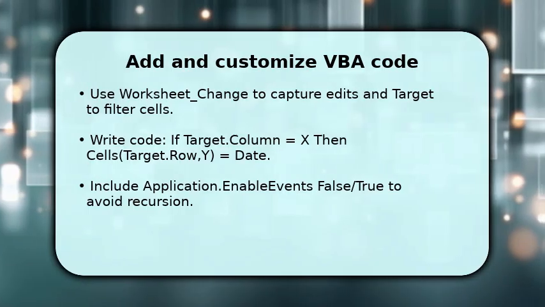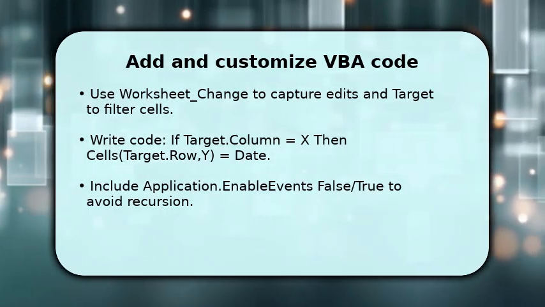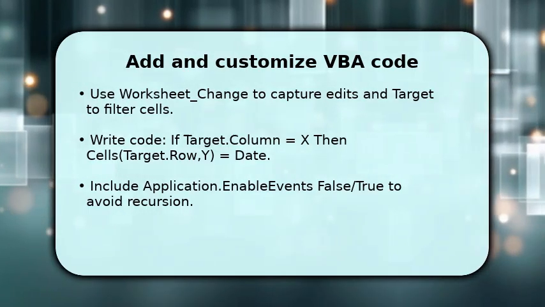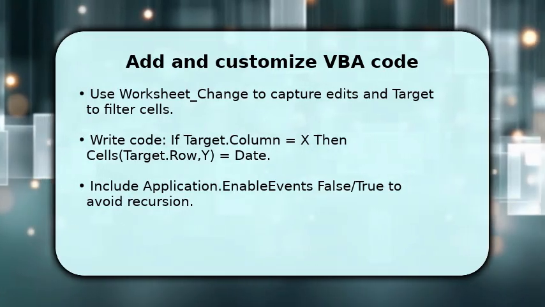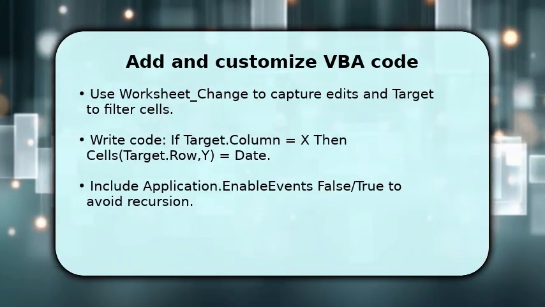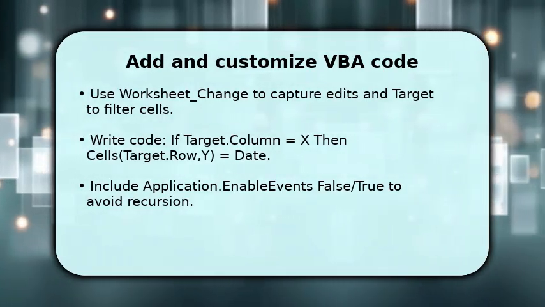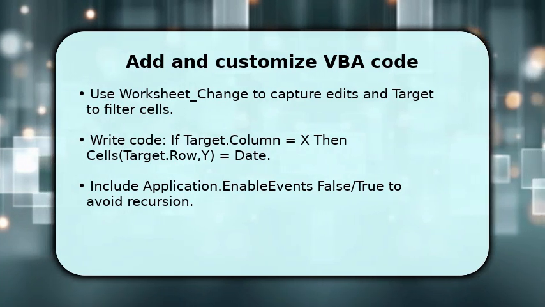To avoid recursive triggers, wrap changes with Application.EnableEvents equals False and set it back to True in a finally block. Test on a spare sheet to confirm behavior and adjust column indexes as needed.